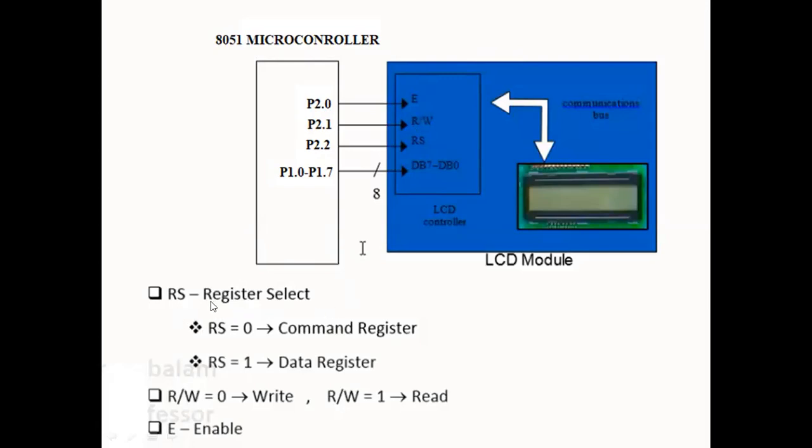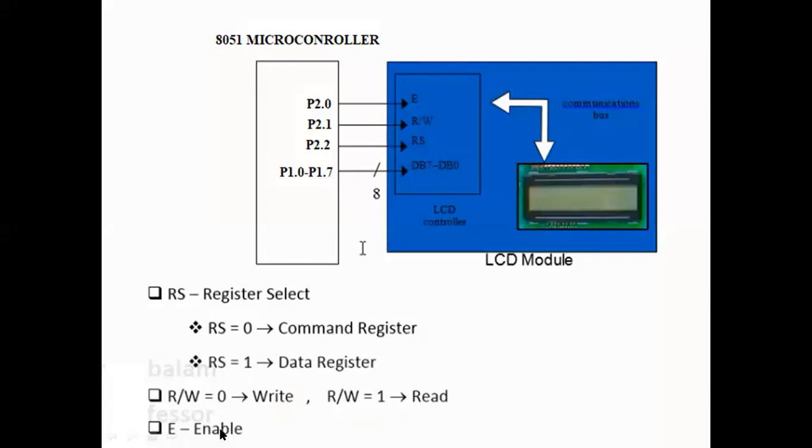As I told you, RS is nothing but register select. That means RS equal to 0 selects the command register. Inbuilt there will be a display controller. In that, with register select RS equal to 0 there will be a command register, and RS equal to 1 there will be a data register. R by W bar equal to 0 selects the write operation, so the microcontroller can write the data to the LCD. Read by write bar equal to 1 means the microcontroller can read the data from the LCD.